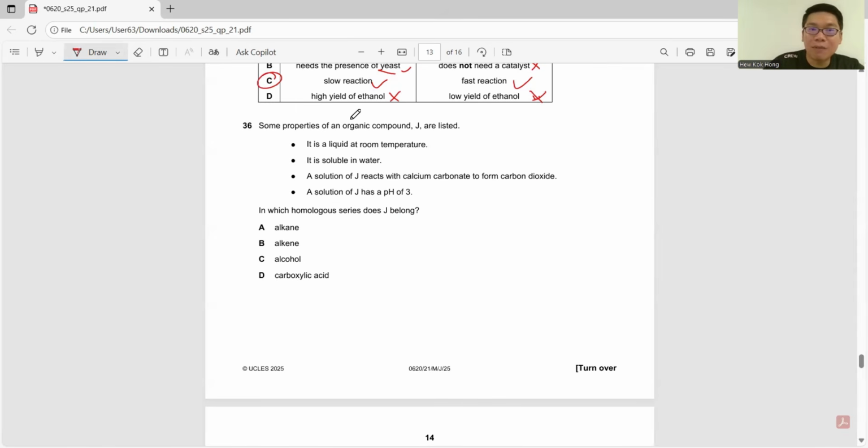36. Some properties of an organic compound J are listed. It is liquid at room temperature, soluble in water, and reacts with calcium carbonate to form carbon dioxide. The pH is 3. You can confirm it's an acid.